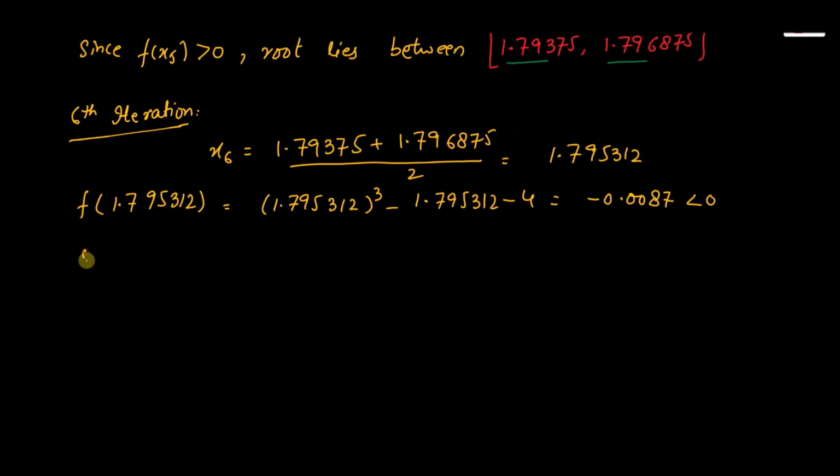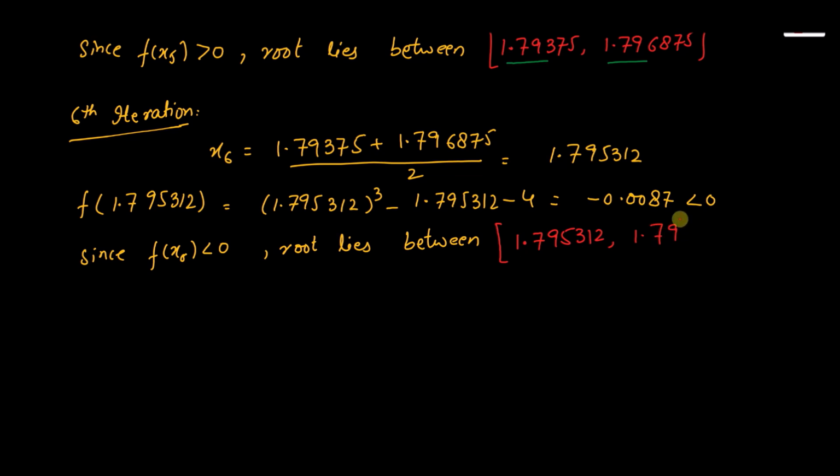So again we need to update our solution. Since f of x6 is less than 0, the root lies between. Here we have negative, so we need to change on the negative side. So 1.795312 is our updated result, and this is our previous result. So still we have the accuracy till 2 decimal places. So we need to go for another iteration, that is the 7th iteration.